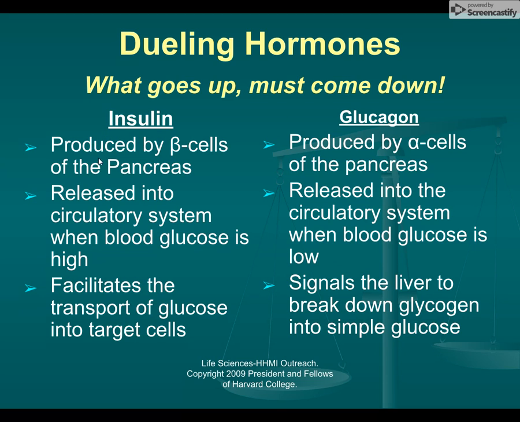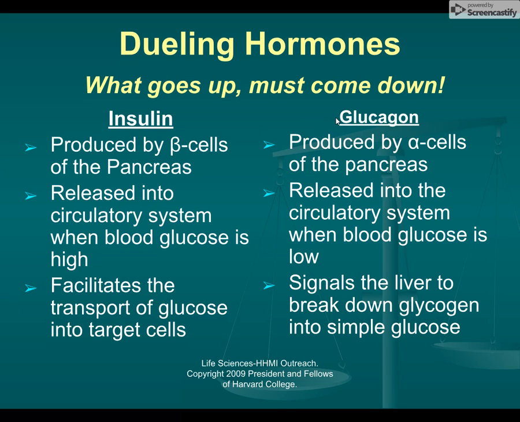Insulin, you'll remember, is produced by beta cells in the pancreas. It's released when blood sugar, or blood glucose, is high, and it makes sure that glucose can enter target cells. That's what insulin does: it allows glucose to enter cells.